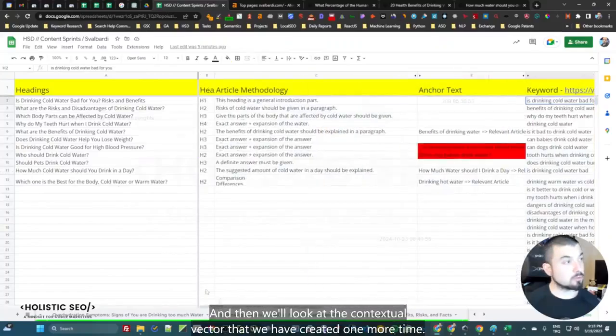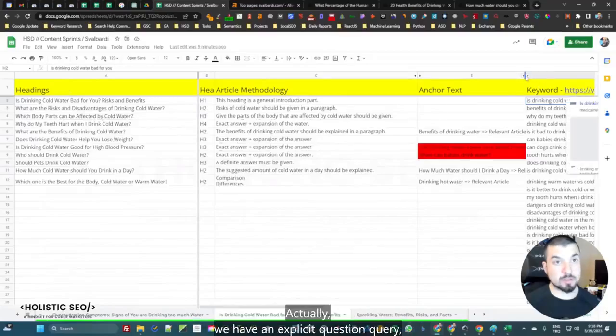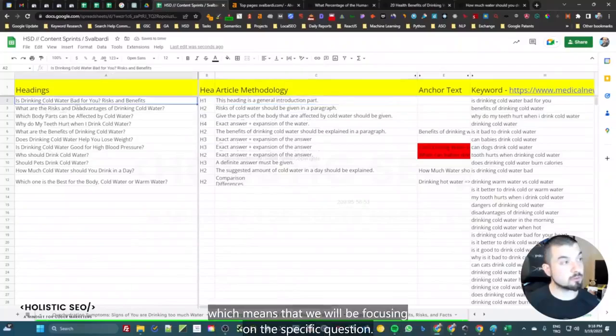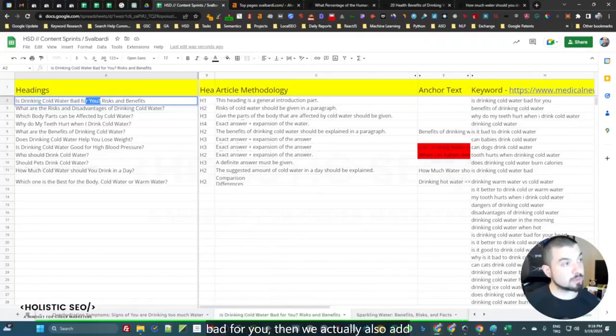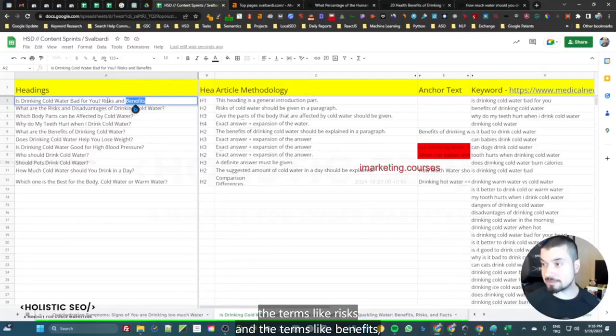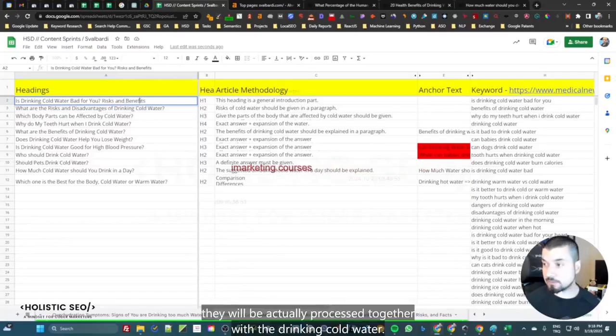And when we look at the contextual vector that we have created, one more time we have an explicit question query, which means that we will be focusing on the specific question. Once we ask a Boolean question like, is drinking cold water bad for you, then we also add certain types of context terms like risks and the benefits. In this case, the risks and the benefits will be multiplied while this specific macro context is processed. The terms like risks and benefits will be processed together with drinking cold water.